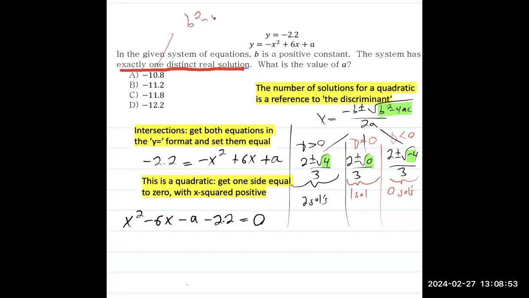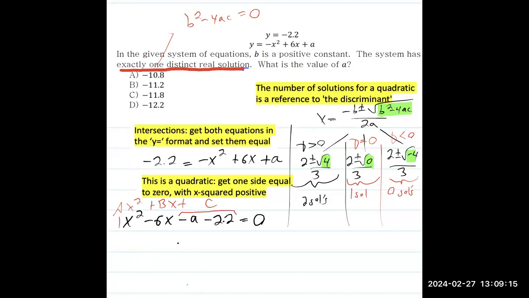So they're telling us that b squared minus 4ac equals 0. Now in our expression, a quadratic would be ax squared plus bx plus c. So the a is the invisible 1 in front of the x squared, the b is the minus 6, and the c is all of this complicated stuff, anything that doesn't have an x on it.